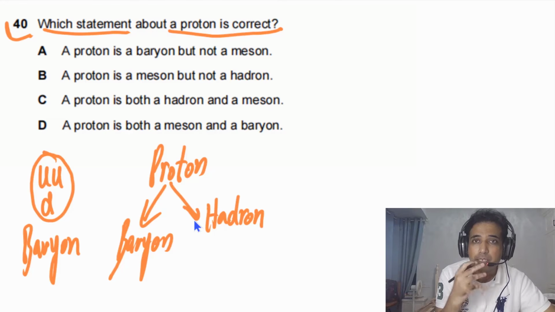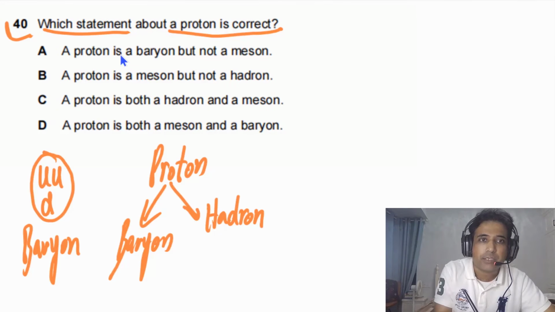Leptons do not experience strong nuclear force. So if you have understanding of this one, you can find the answer. A proton is a baryon. Yes, this is right. Not a meson. Yes, this is also correct. So the answer for this question is A.